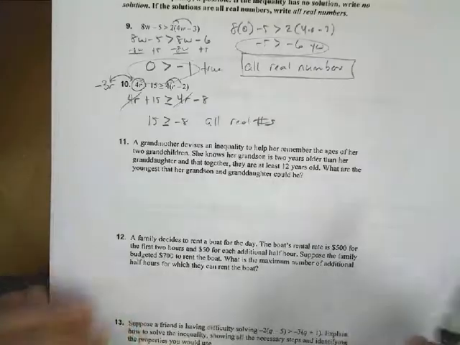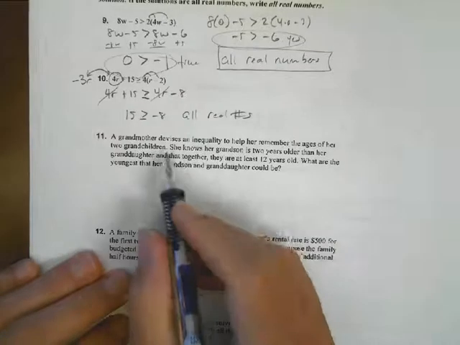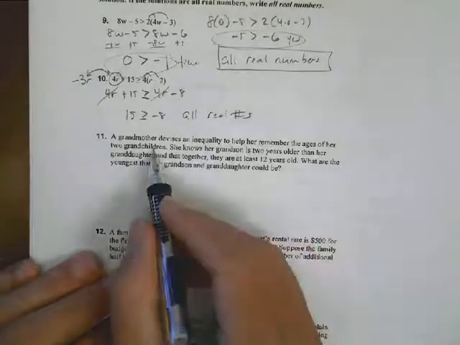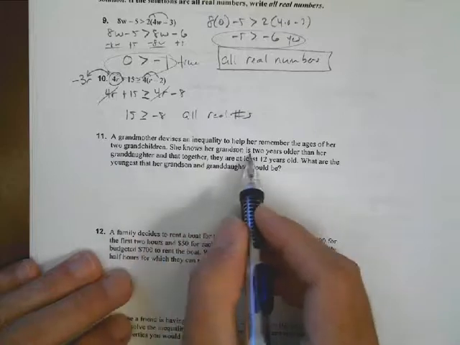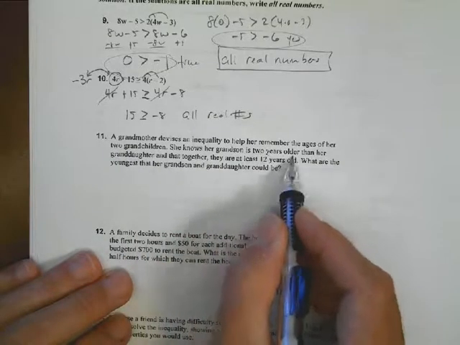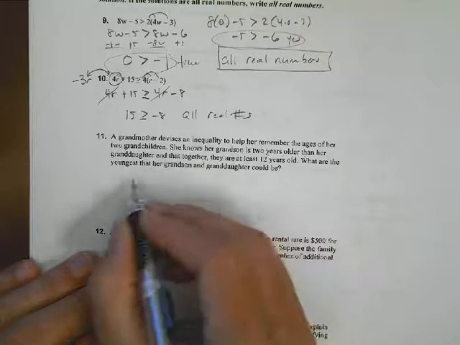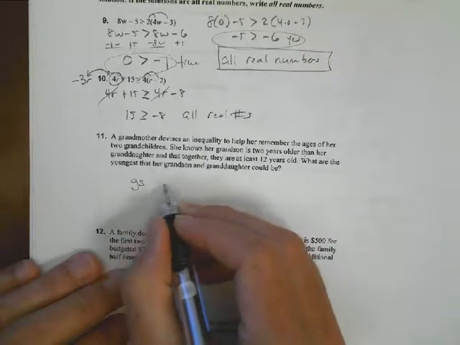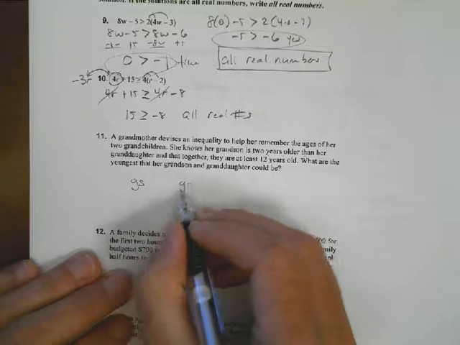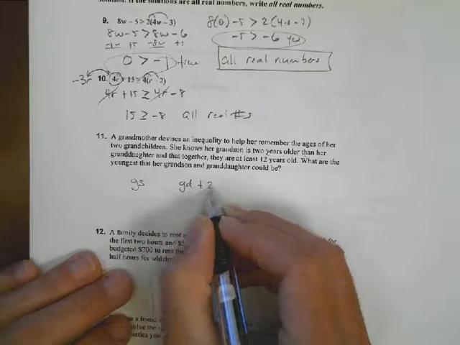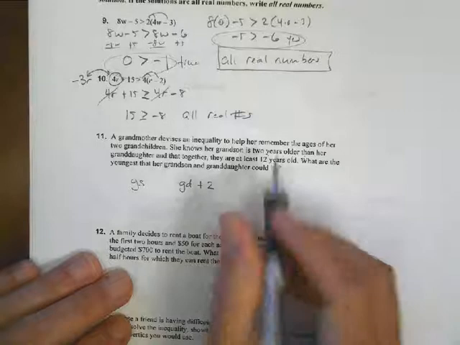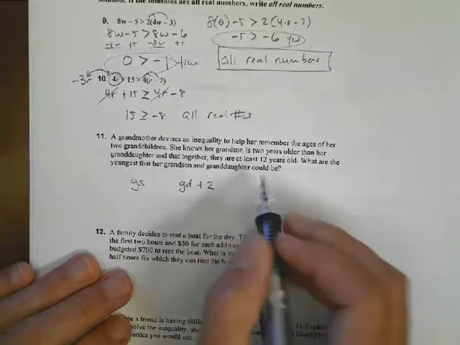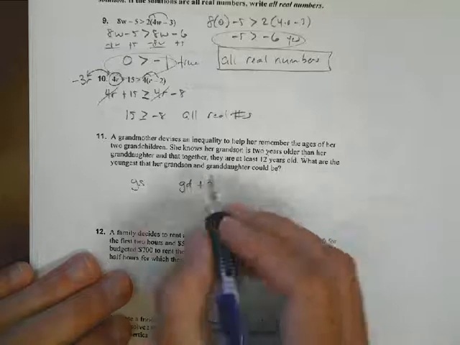All right, let's take a look at one of these word problems here, and then we'll be done with it. A grandmother devises an inequality to help her remember the ages of her 2 grandchildren. She knows her grandson is 2 years older than her granddaughter. Okay, so let's call him grandson. So the grandson is going to be the granddaughter's age plus 2. Okay, and that together they are at least 12 years old.